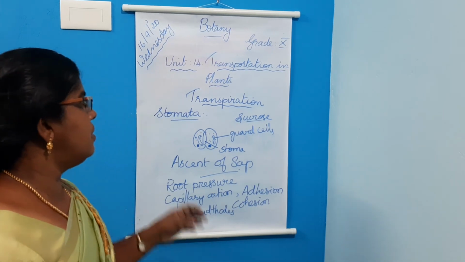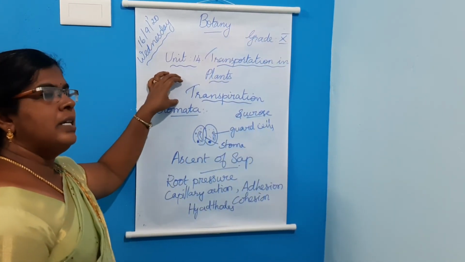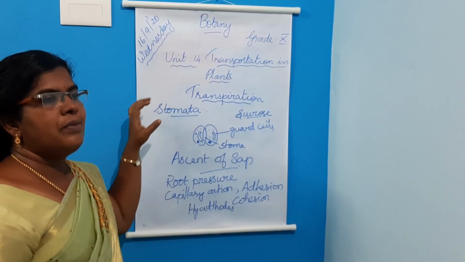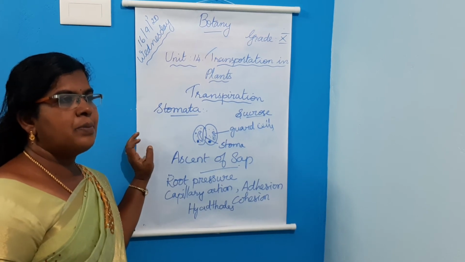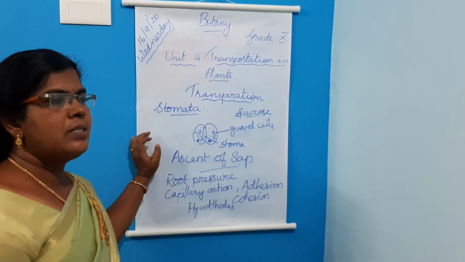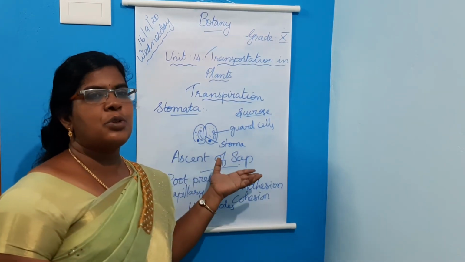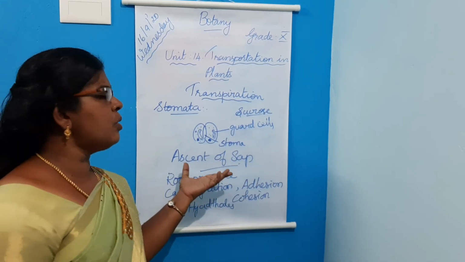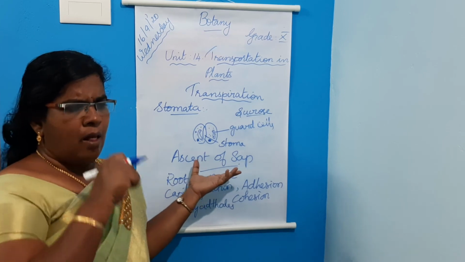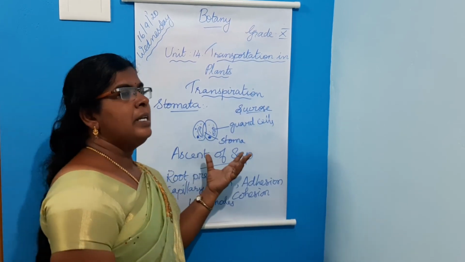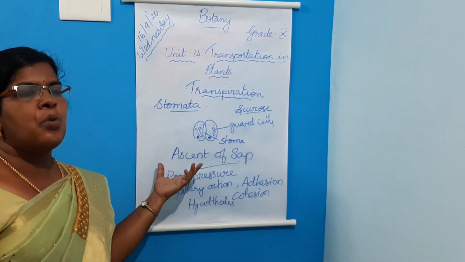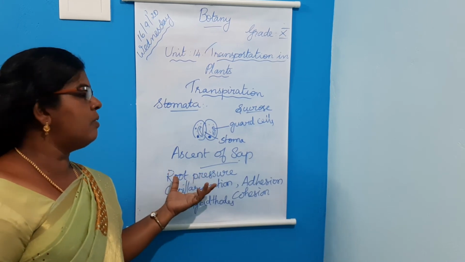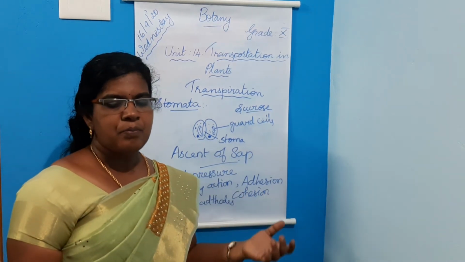So, children, you all learned about transpiration. What are the factors affecting the rate of transpiration? What is the importance of transpiration? What is root pressure? Then movement of ions, transportation, phloem. Next, ascent of sap. What are the factors responsible for ascent of sap?